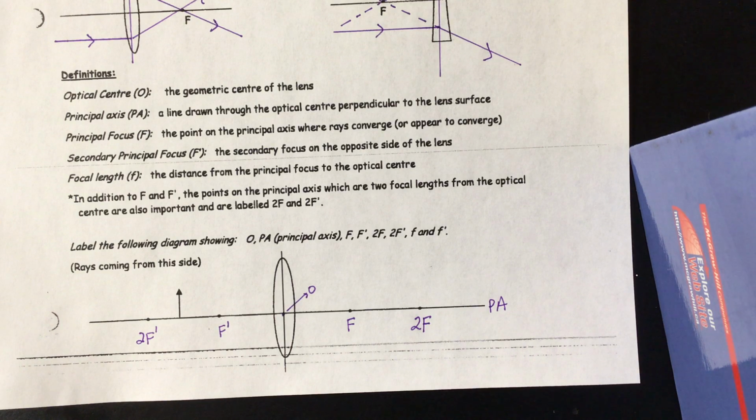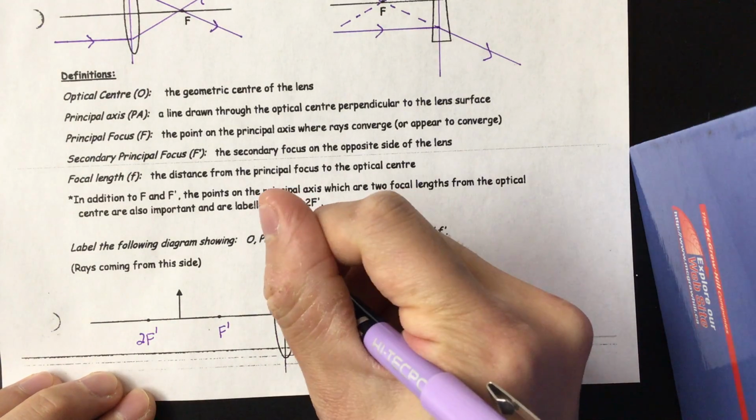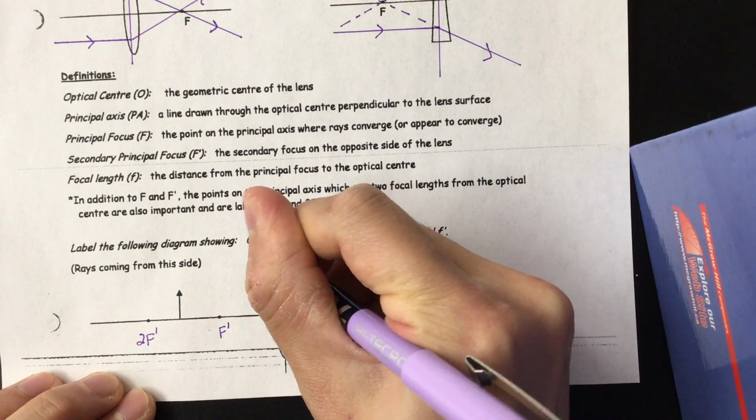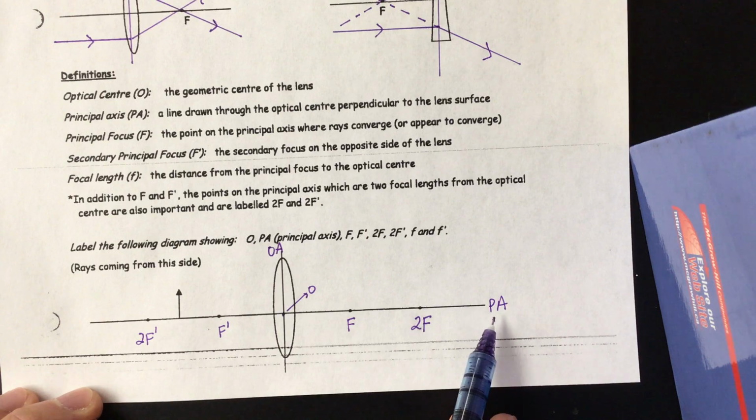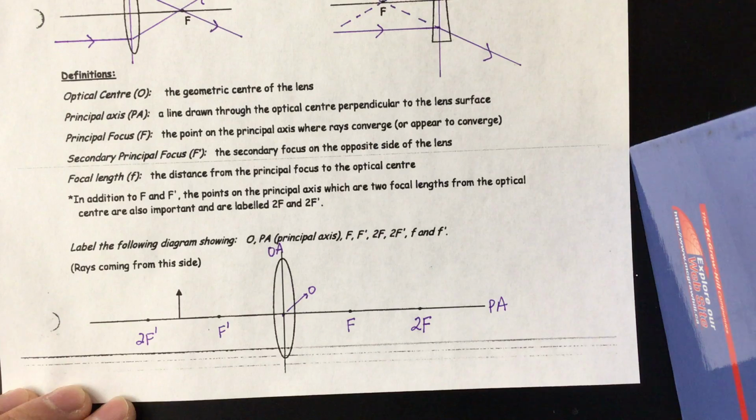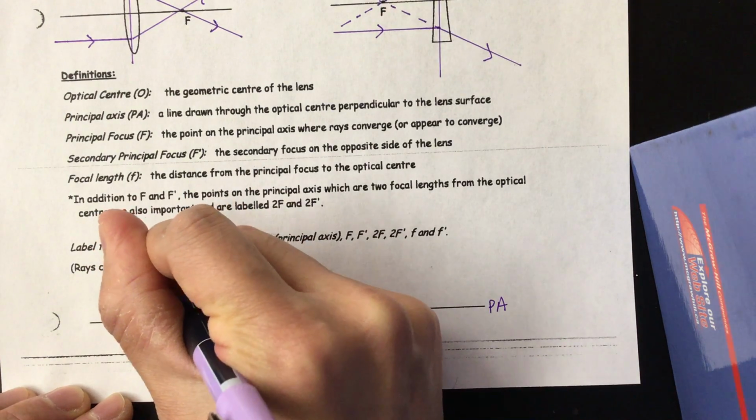The other thing I can label on here is my optical axis. I don't know if that's on my definition list, but I'm going to label it for you. So the vertical axis is called optical axis. So horizontal is principal axis, vertical is optical axis. And this is my object, this arrow.